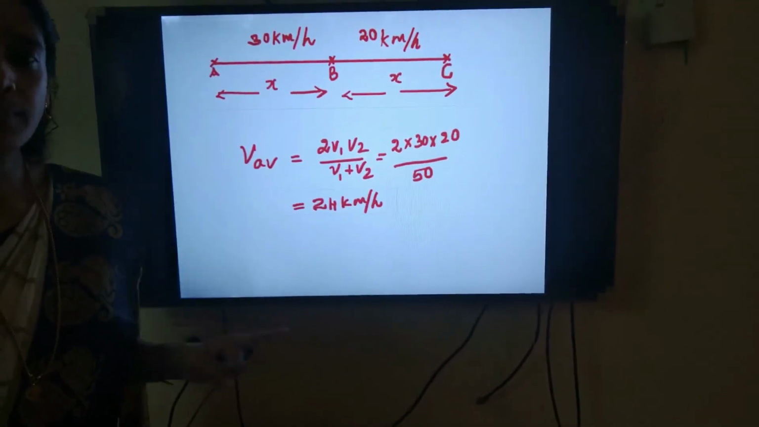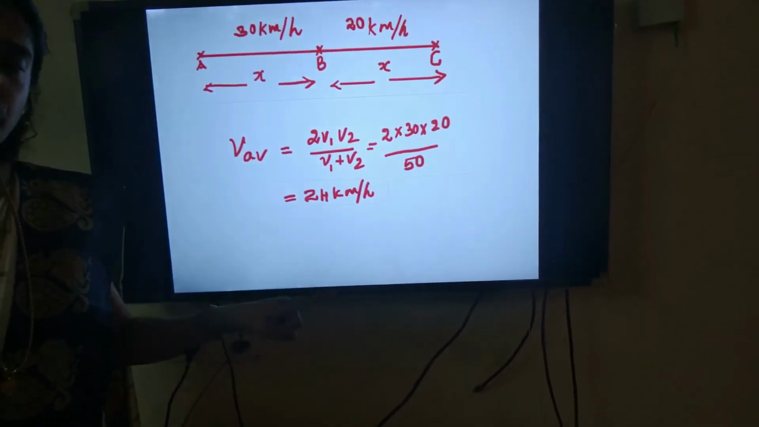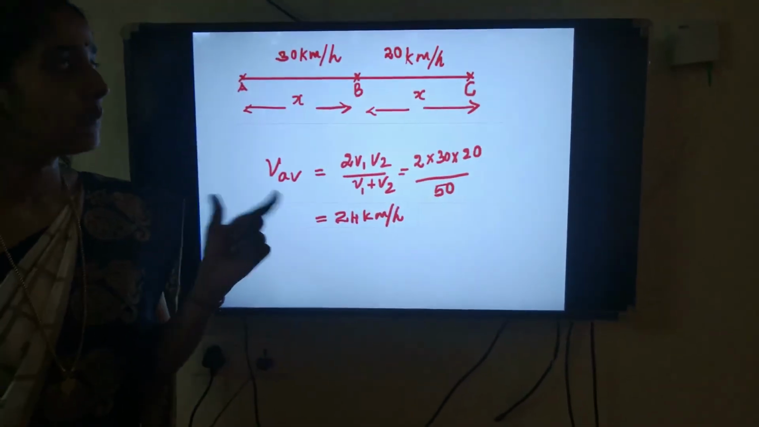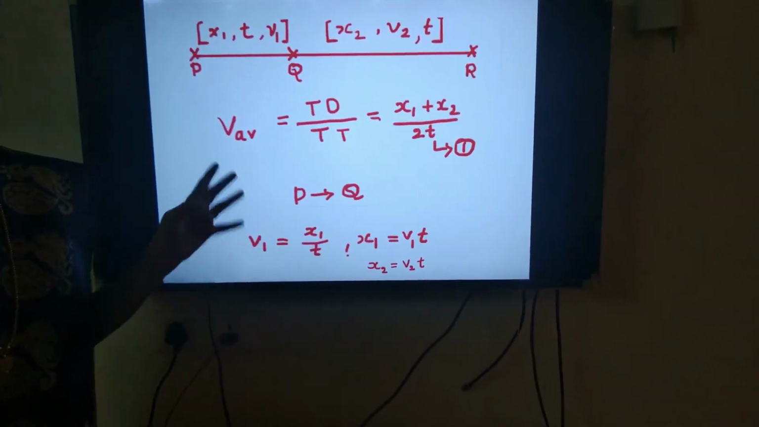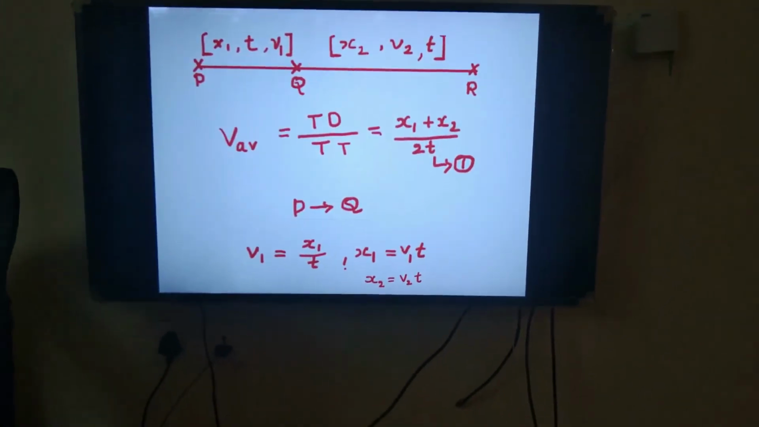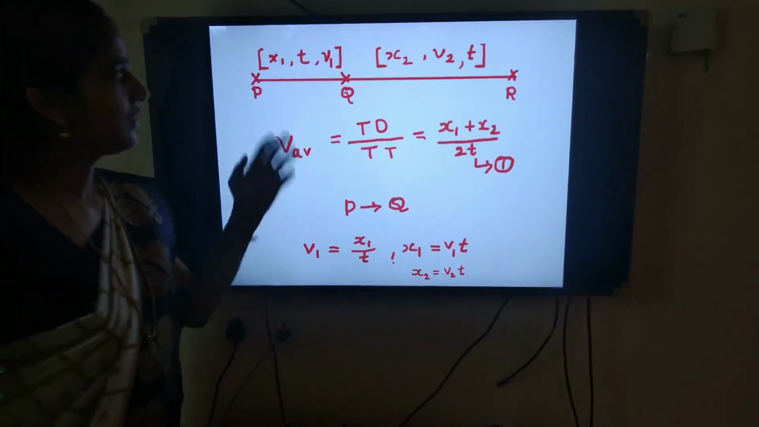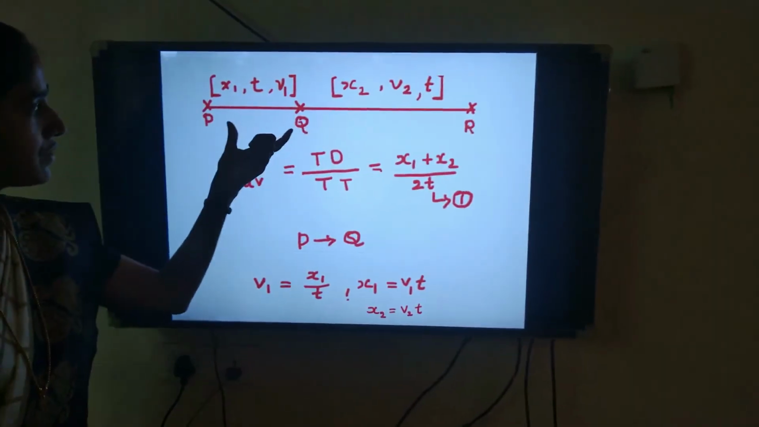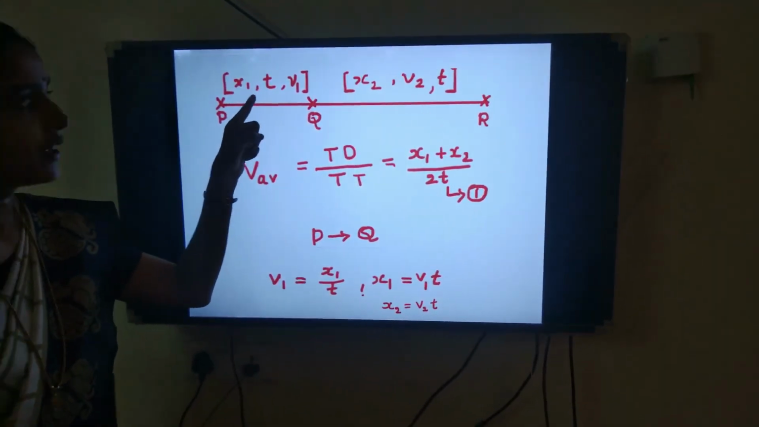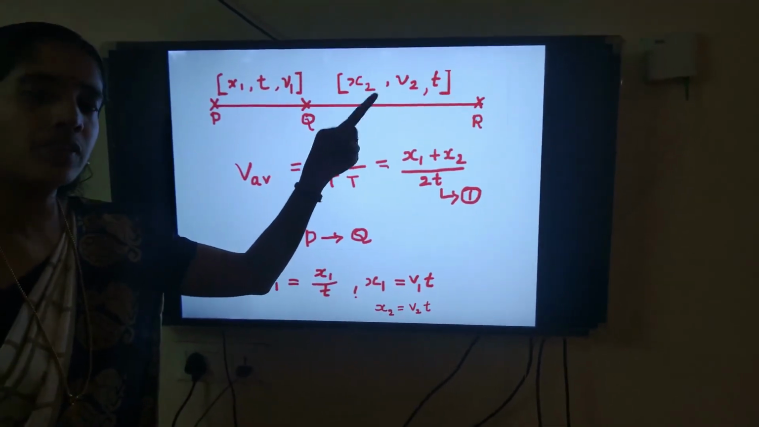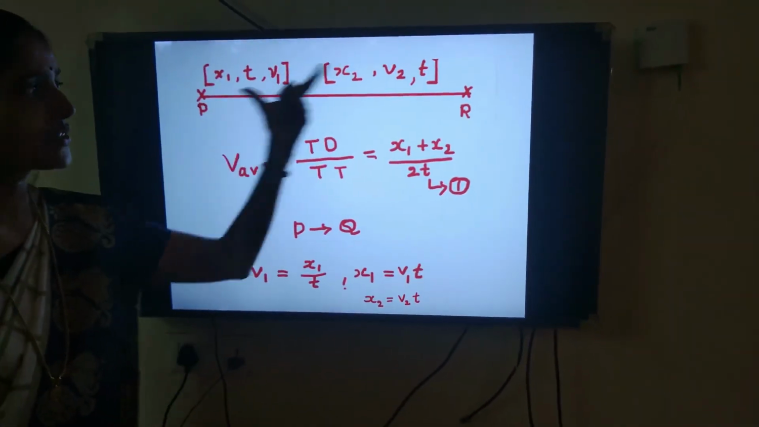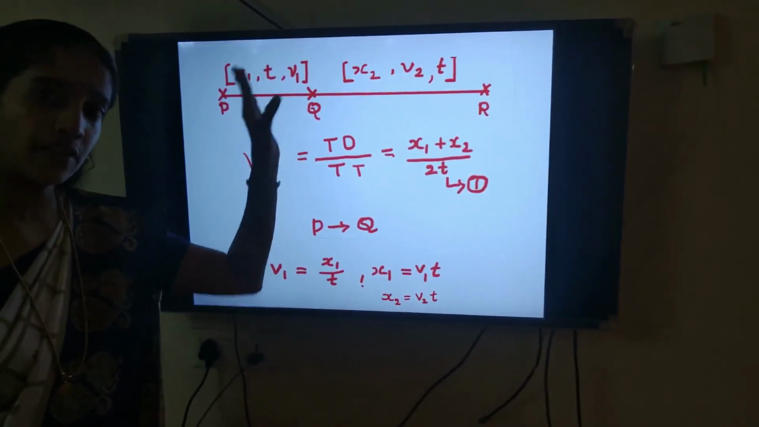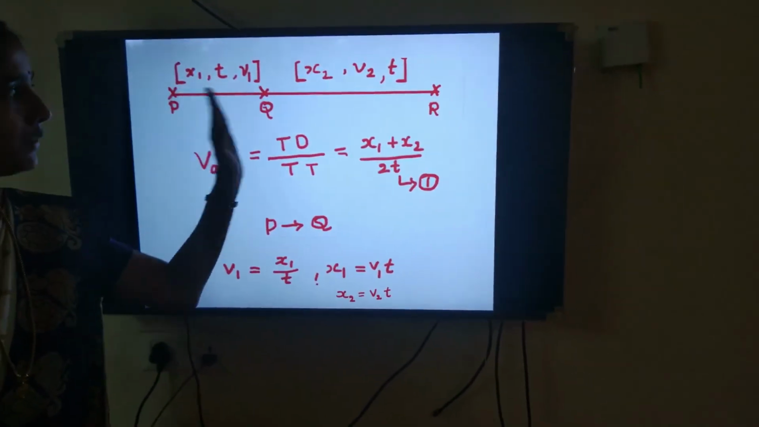Now we are seeing one more situation where distances are different and average velocities are also different for the different parts of motion, but times are equal. Let us see how to analyze it. Here we see another situation for finding average speed. A person travels from P to R. First he covers some distance x1, and here Q to R is x2. In the previous case, the distances are equal and each distance is covered with some average speed, and average speeds are different for each part and the time intervals are also different.